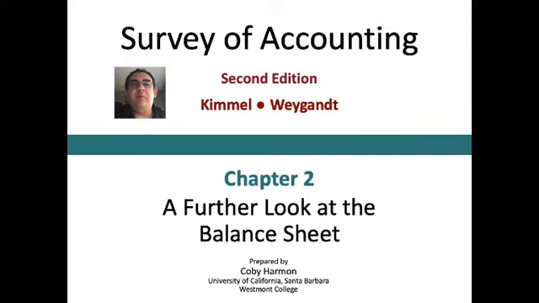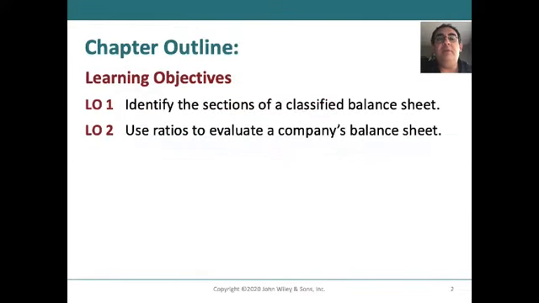So in this chapter what we're going to do is take a bit of a deeper dive into the balance sheet, which is a very important financial statement that we introduced in Chapter 1. In this chapter we've got two primary learning objectives. The first is to identify the sections of a classified balance sheet. And second will be to start using ratios to evaluate a company's balance sheet.